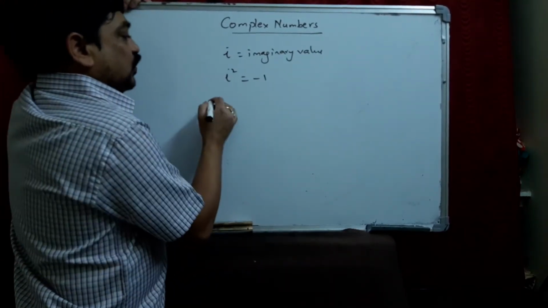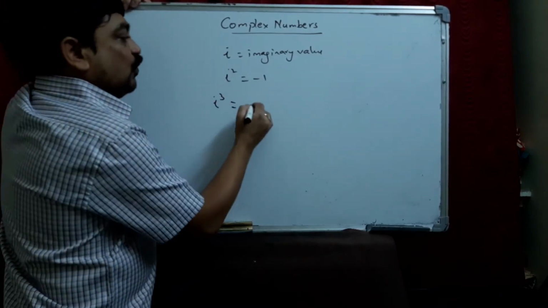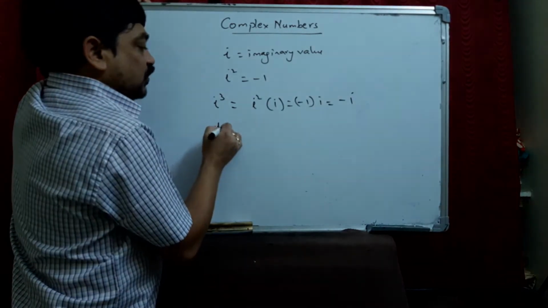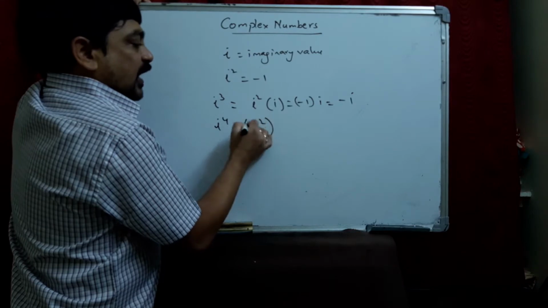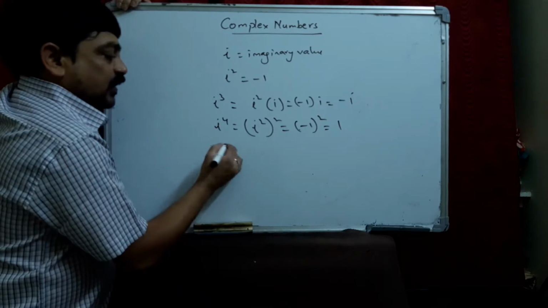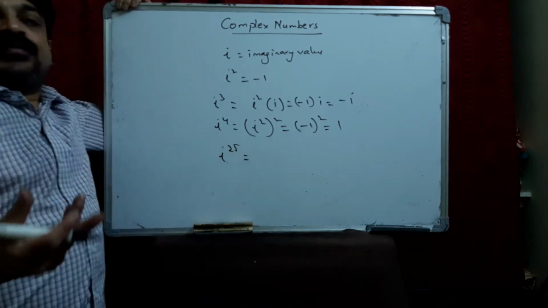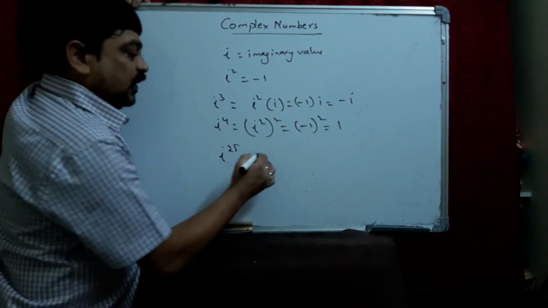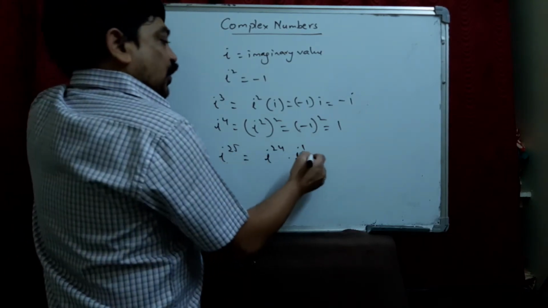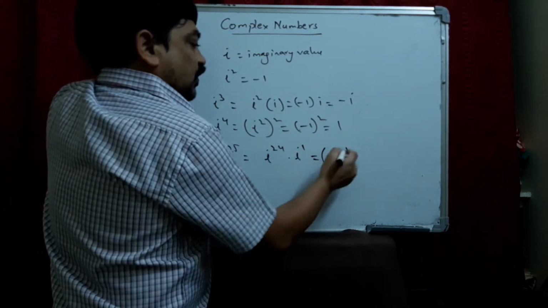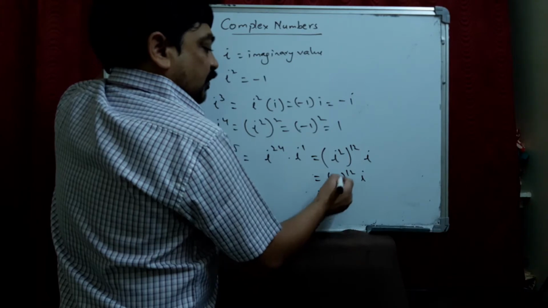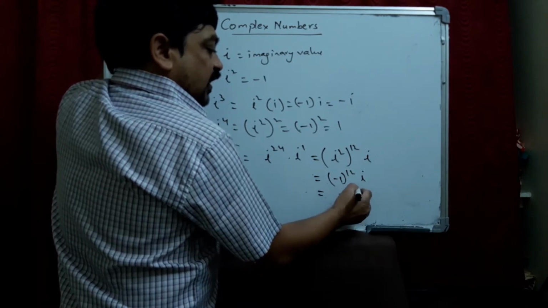Suppose they ask you to find i cube, what do we do? We write i square into i, it becomes minus 1 into i, which is minus i. If they ask you to find i power 4, we write i square whole square, minus 1 whole square, it becomes plus 1. Suppose they ask you to find i power 25, how to do? I always tell you, when the power is odd, first write it with the even power and also power 1: i power 24 into i. Why even power? Because you can write i power 24 as i square power 12 into i, and i square value is minus 1 power 12 into i. Minus 1 power 12 is plus 1 into i, so the answer is i.